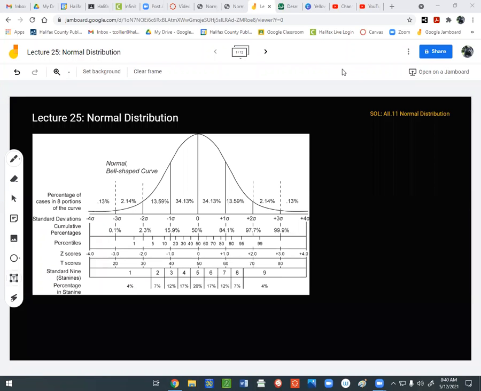All right, so let's go ahead and get started with this. This is going to be lecture 25 on the normal distribution. The normal distribution is the most important distribution in all of statistics. What it is, it's a bell-shaped curve. We call it the bell curve.